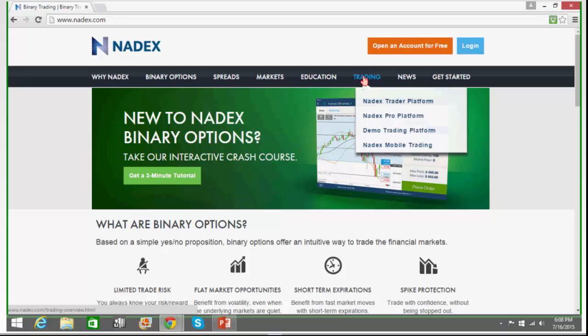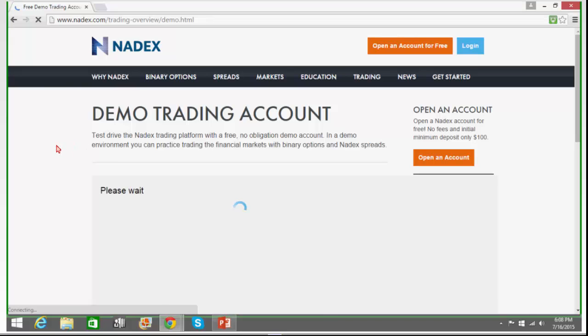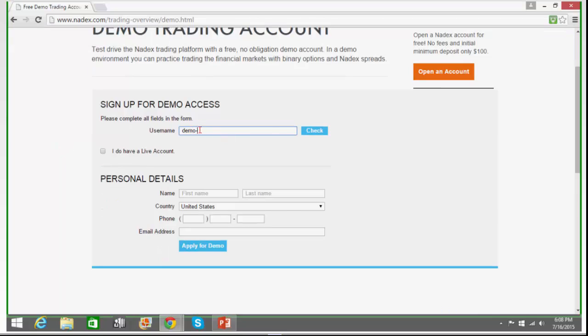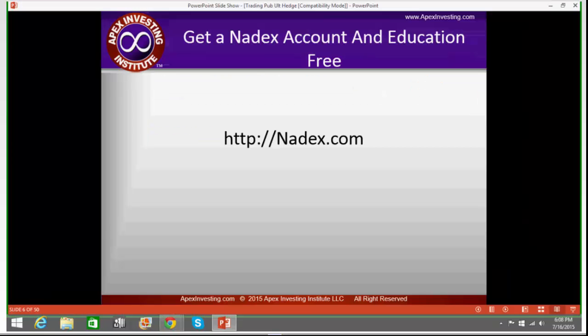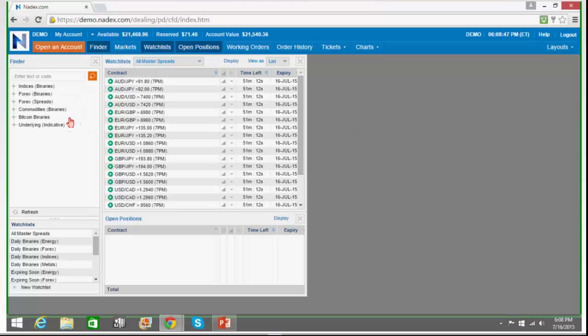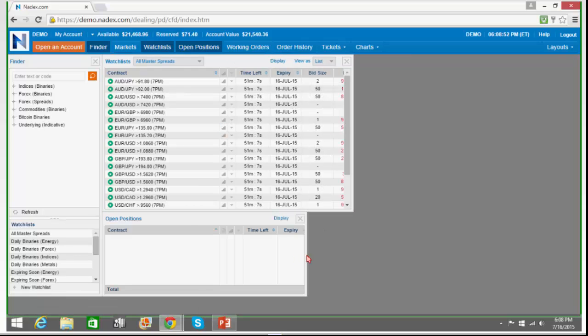If you go right here to the trading tab, the third tab down says Demo Trading Platform. If you don't have one of these, hop on and get one right now, even while we're on the webinar. It'll literally just take a second. All you have to do is select a username, enter your first and last name, phone number, and email, and press Apply for Demo. And in just a moment, you will get an email with a temporary password, and you'll be able to log right in. Nadex will give you a $25,000 demo account for free.